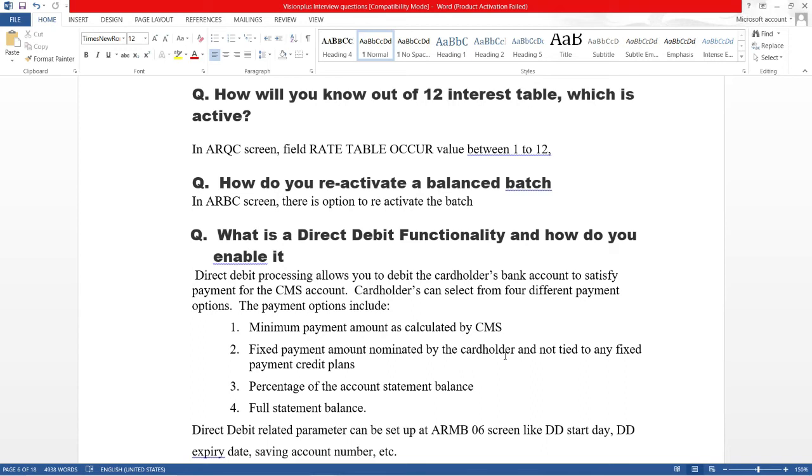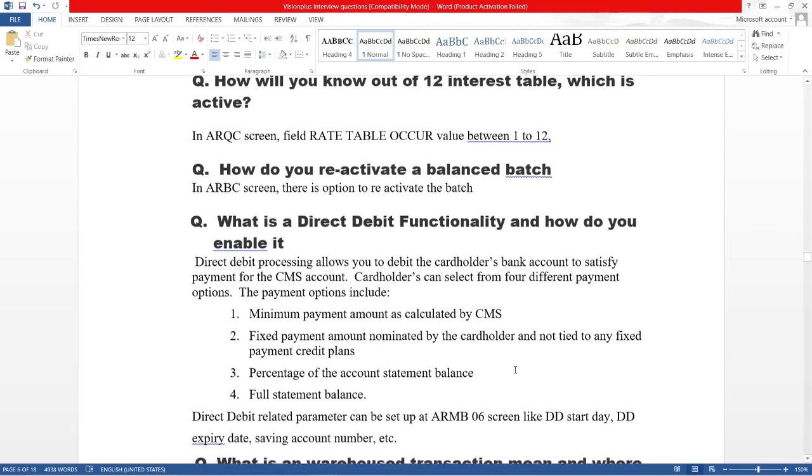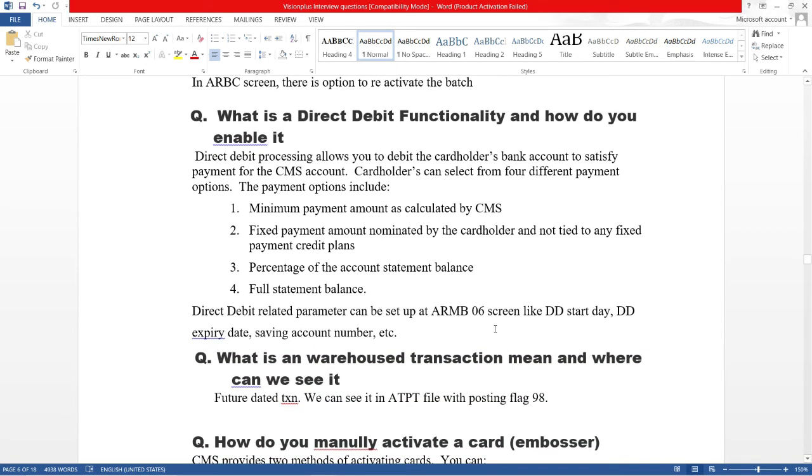So there we have four options here: either make the minimum payment amount as calculated by CMS, or some fixed amount nominated by the cardholder and not tied to any fixed payment credit plans, or a percentage of the account statement balance, or the full balance. Now all direct debit parameters are defined on the ARMB06 screen, like whether it is active or not, DD start date, DD expiry date, savings account number, and how much amount should be debited. All are defined over there.